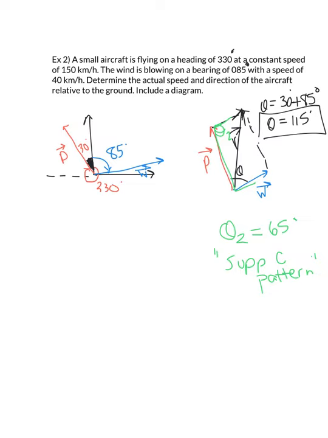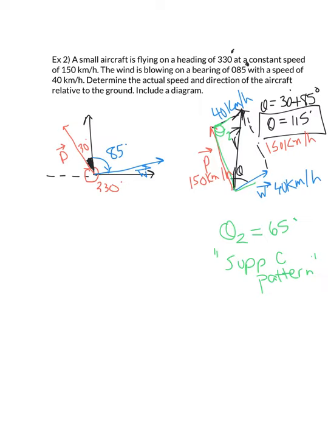So I know that my plane is flying at a speed of 150 kilometers per hour. Put that in red. And then in blue, I know that the wind is blowing with a speed of 40 kilometers per hour. Now, because this is a parallelogram, I know that this is also 40 kilometers per hour, and this side length over here is 115 kilometers per hour.